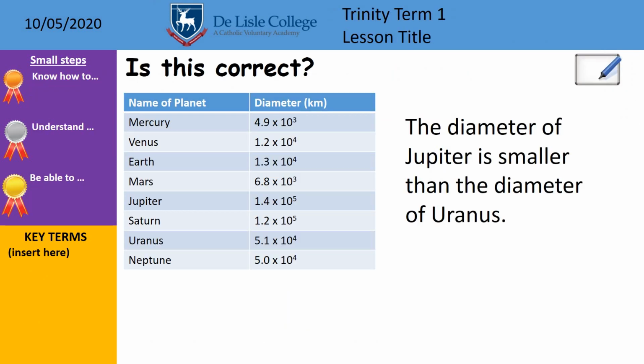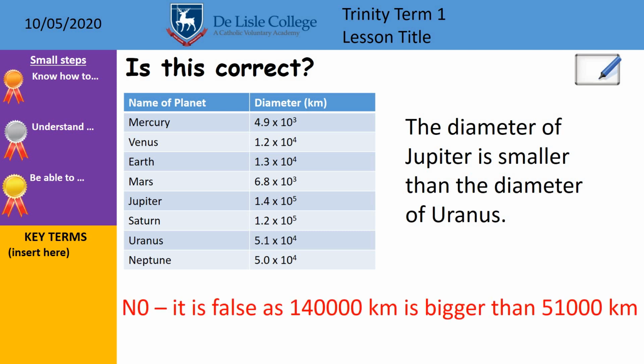Okay, so we've got some "is this correct" questions. Here's a look at the table of planets that we've just been using. This time it's the diameter, not the distance from the sun. Look at the statement and decide if it's correct, yes or no. The diameter of Jupiter is smaller than the diameter of Uranus. I'll give you 5 seconds and then I'll put the answer on. That's false. That's 140,000 kilometres for Jupiter, and Uranus, sorry, is 51,000. Apologies.